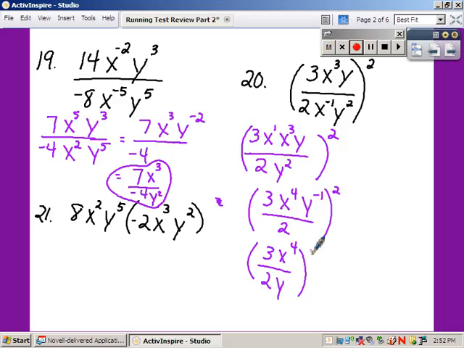And finally, we have to square all of that stuff, because we're done simplifying inside, so everything has to be squared. So 3 squared is 9. X to the 4th raised to the 2nd is a multiplying thing, so we actually make them x to the 8th. And on the bottom, 2 squared is 4, and y squared is y squared. That's your final answer for that one.